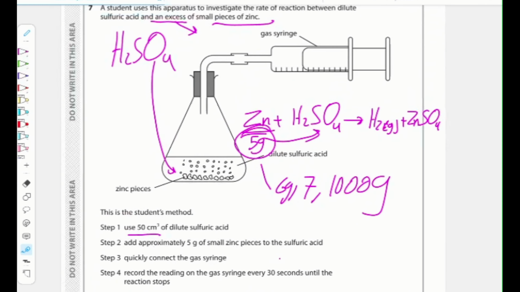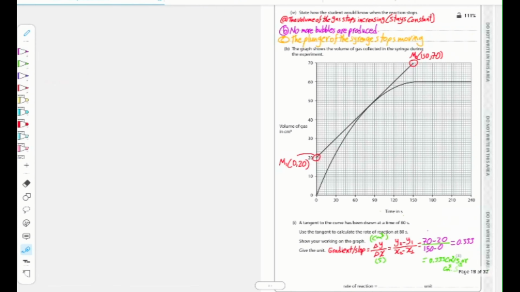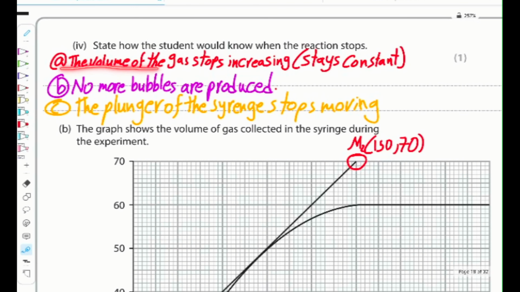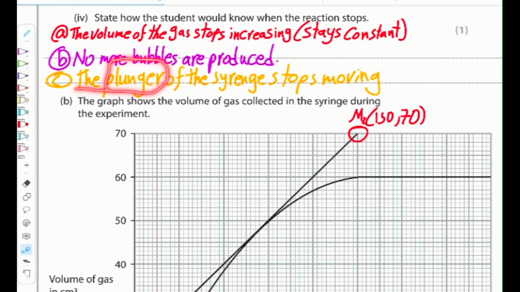As long as the hydrogen is being released, it will have pressure, so it will push the handle backward in this direction. So when the volume stops increasing, or when the gases stop being released, then the reaction is over. Here the volume of the gas stops increasing inside the syringe, no more bubbles. This is logical. And the plunger, yes, this is the handle or the plunger of the syringe, stops moving.